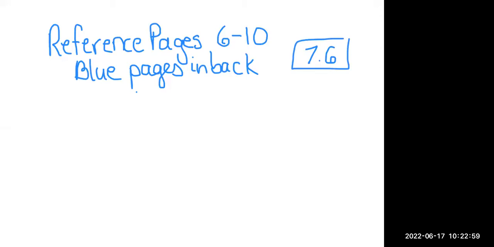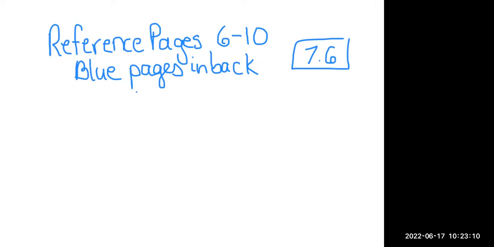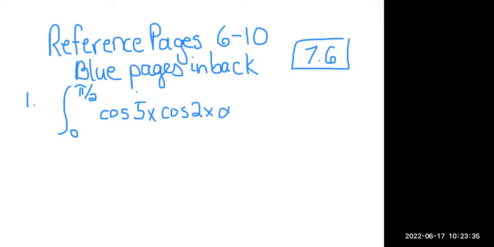So we're just going to try one. So reference pages 6 through 10. At the beginning they just say, use the indicated entry in the table of integrals to evaluate this integral. So this is just number 1 from our textbook: the integral from 0 to pi over 2 of cosine 5x cosine 2x dx. And then it says use entry 80.